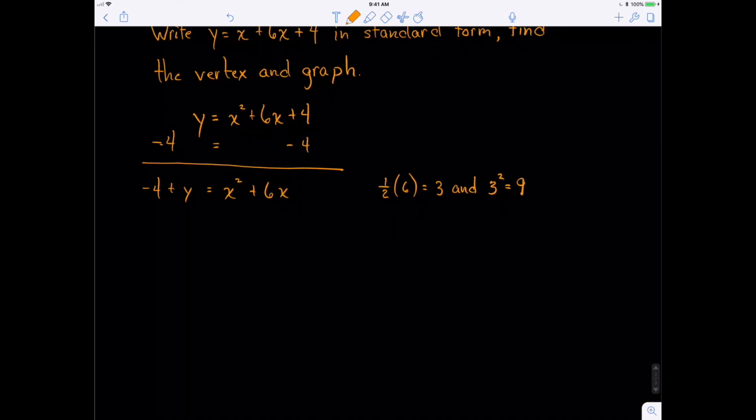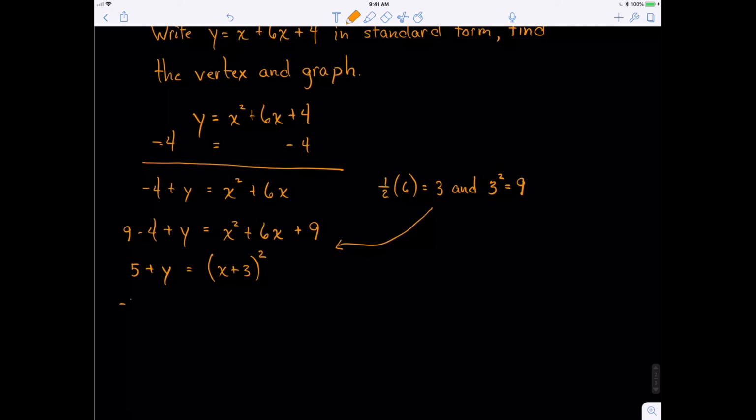So this, I add 9 to both sides. So now I have 9 minus 4 plus y equals x squared plus 6x plus 9. Now we clean up. On the left-hand side, I have 5 plus y equals. On the right-hand side, we know that x squared plus 6x plus 9 is a perfect square if we use the 3. So we write this as x plus 3 squared.